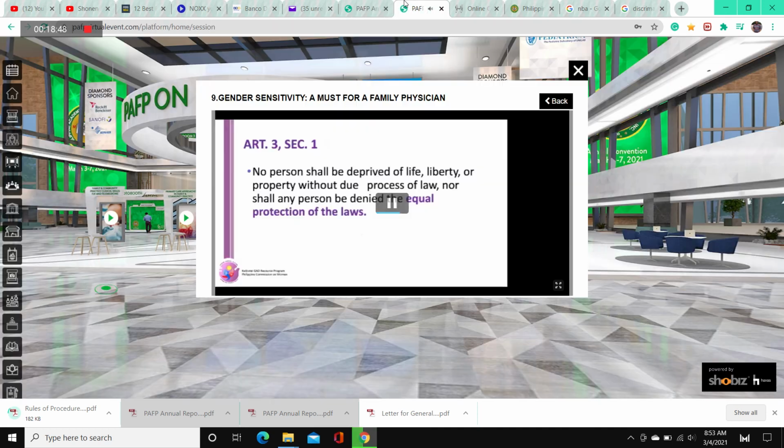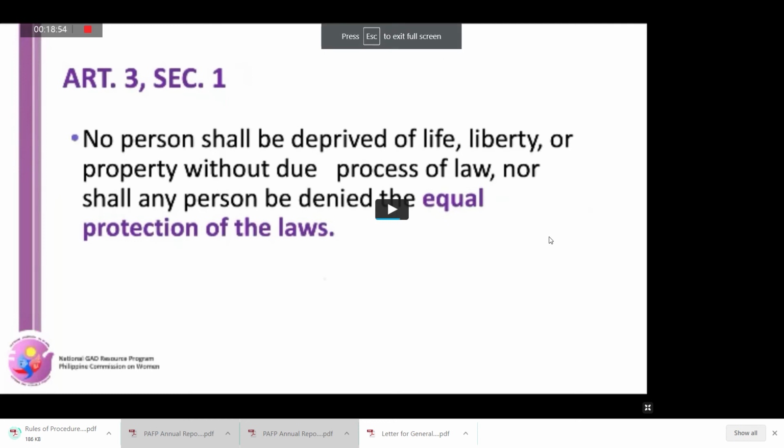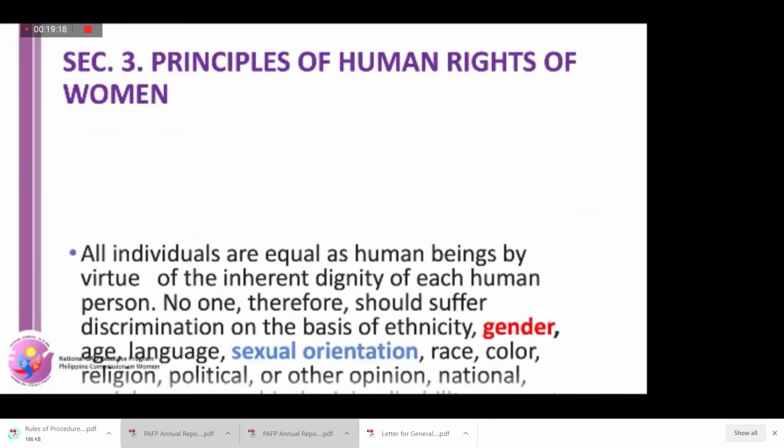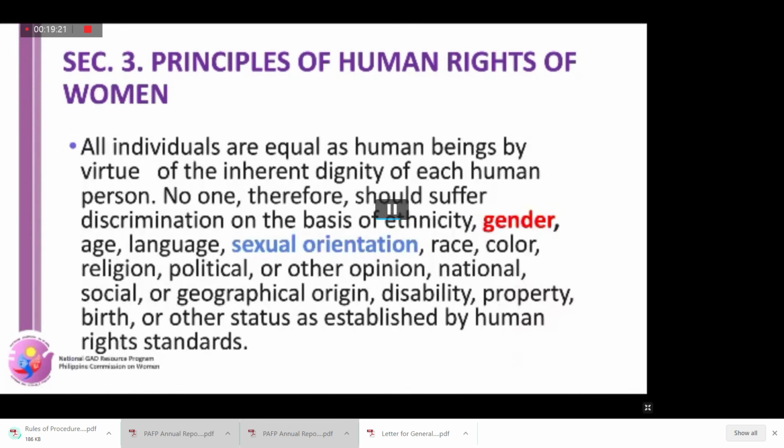Article 3, Section 1 talks about that no person shall be deprived of life, liberty, or property, and that no person shall be denied equal protection of the laws. So again, it talks about equal protection of the laws and provisions of equal rights to each and every one, regardless of whatsoever, including sex or gender. Magna Carta of Women, this pertains to rights of women, basically that all individuals are equal as human beings and that no one should be discriminated based on gender and sexual orientation. Of course, when we talk about sexual orientation, these are the attraction towards another.